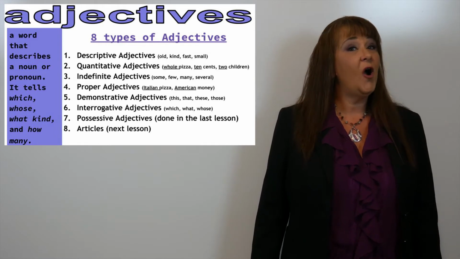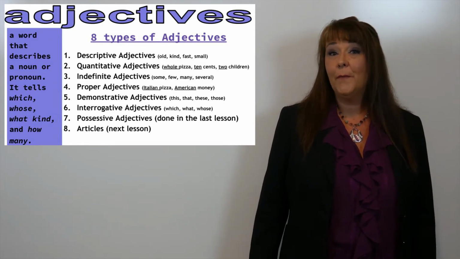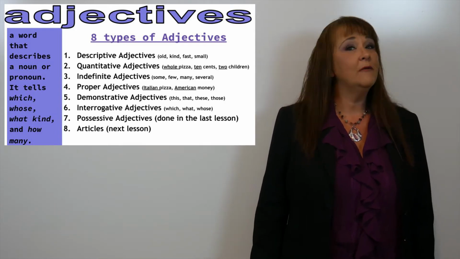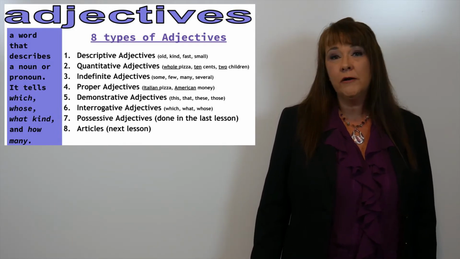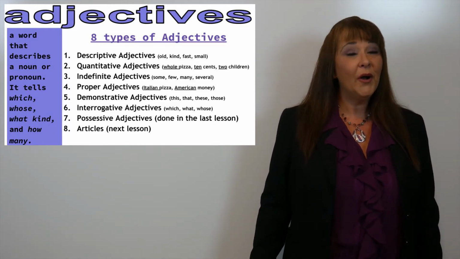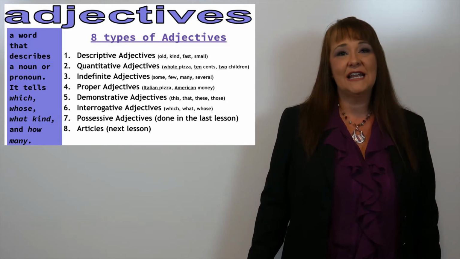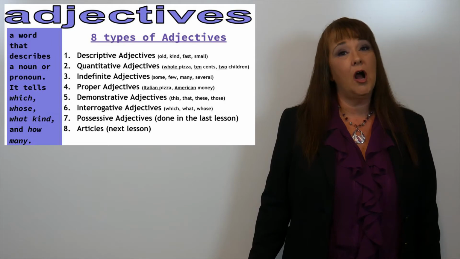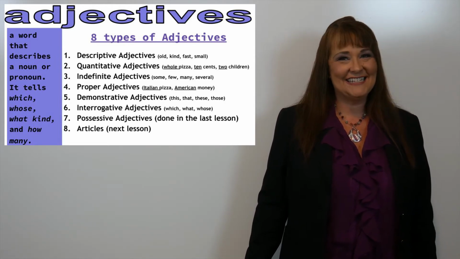Now, we have already talked about possessive adjectives in the lesson before this, and we're going to talk about articles, which some people use as a separate part of speech, and most use it as an adjective. But I'm going to do a specific lesson on articles next. Let's go ahead though and look at the other 6 types of adjectives in more detail.